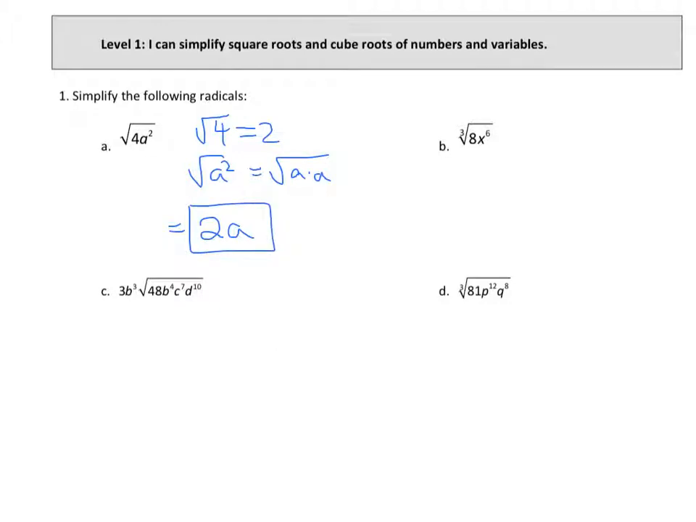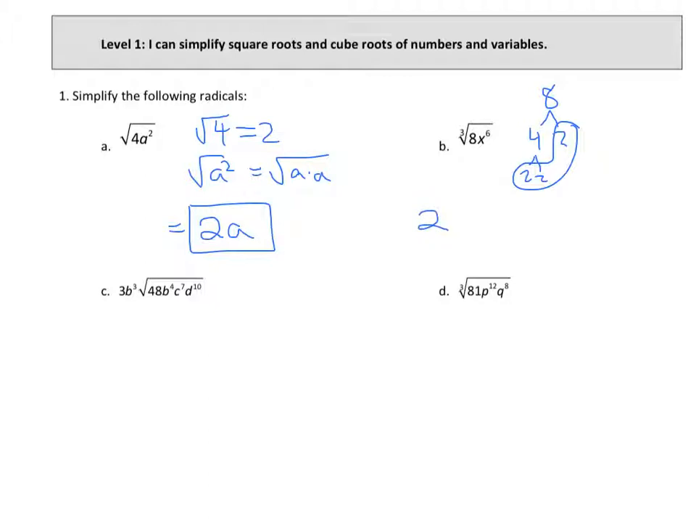For the next one with a cube root, instead of looking for pairs, now we're looking for groups of 3. If I make my factor tree for 8, it's 4 times 2, 2 times 2, we have 3 2's. That means the cube root of 8 is 2. We put a 2 out front.